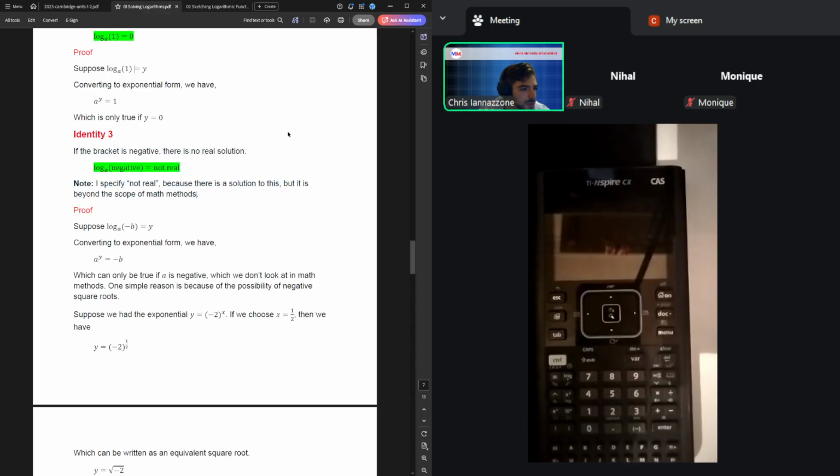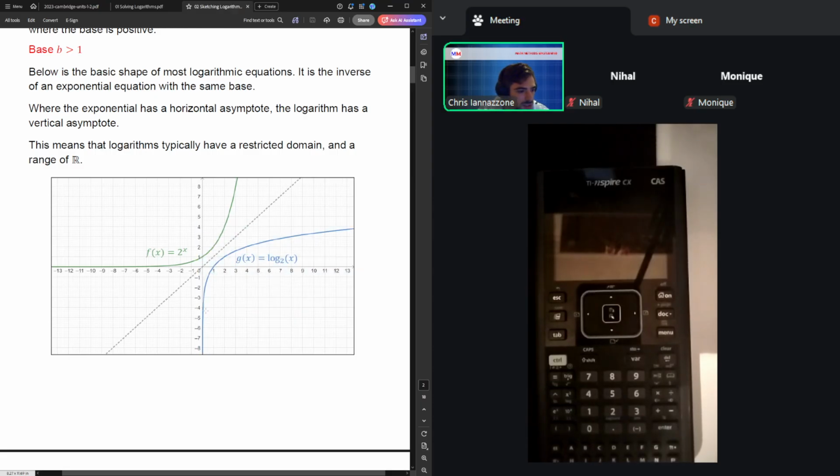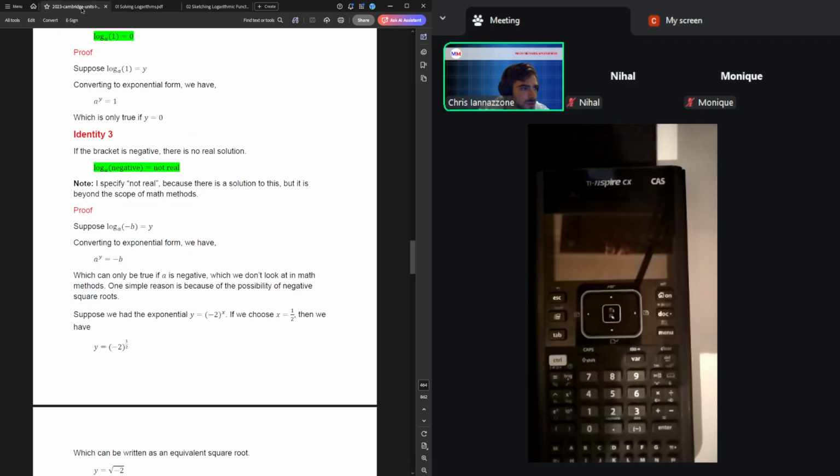Next up, a few other things, less equations, more just properties of the logarithm. If the brackets of the logarithm are negative, there is no real solution for that. If we look at the graph of the logarithm with no other transformation terms, we can see it has a vertical asymptote at x equals 0, and it's not defined for anything left of x equals 0. So when you have a negative in the bracket, you're going to get a non-real solution.